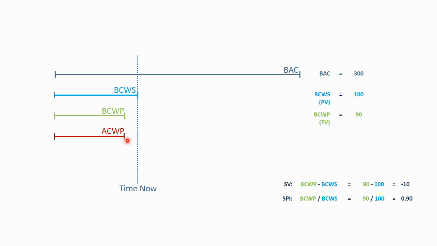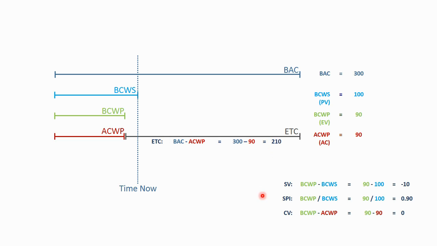The actual cost of work performed is also 90. So we performed 90 hours of work, and we spent 90 hours to accomplish that work. So from a cost perspective, we performed 90 hours of work, we spent 90 hours doing it, the cost variance is 0. Likewise, the cost performance index, we performed 90 hours of work, it cost us 90 hours to do it, is 1.0. So this is a really good example here.